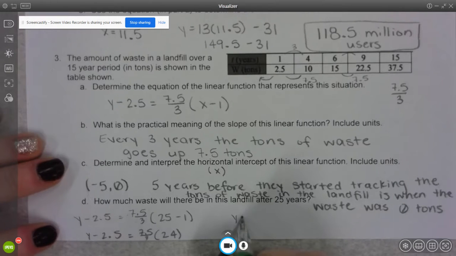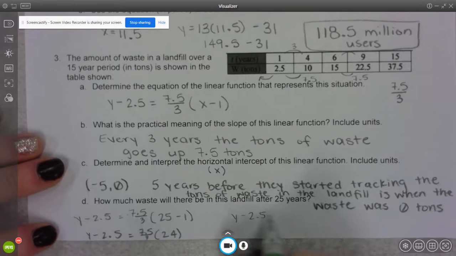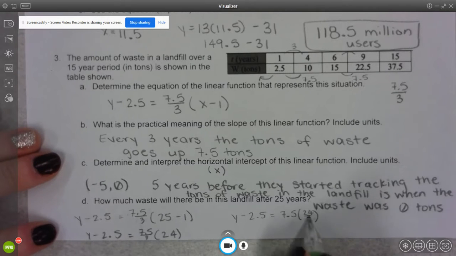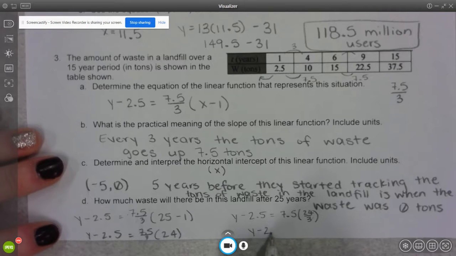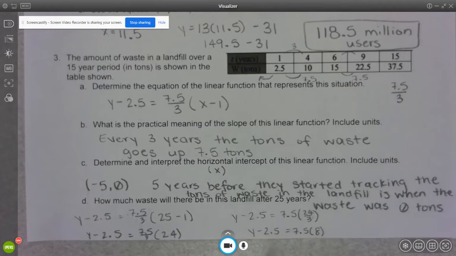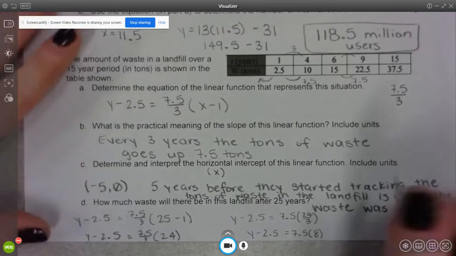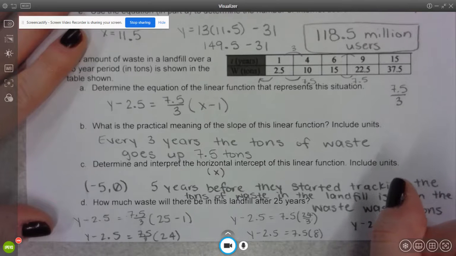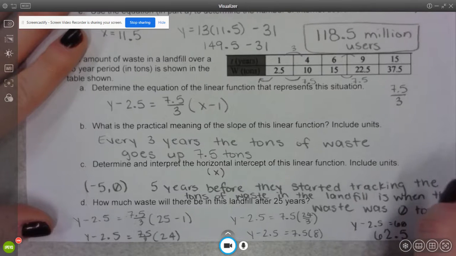So I'm going to rewrite this as y minus 2.5 equals 7.5 times 24 divided by 3, which is going to be 8. Well, 7 times 8 is 56. Half of 8 is 4. So adding 4 more to that means y minus 2.5 is 60. Adding 2.5 to the other side means it would be 62.5 tons.